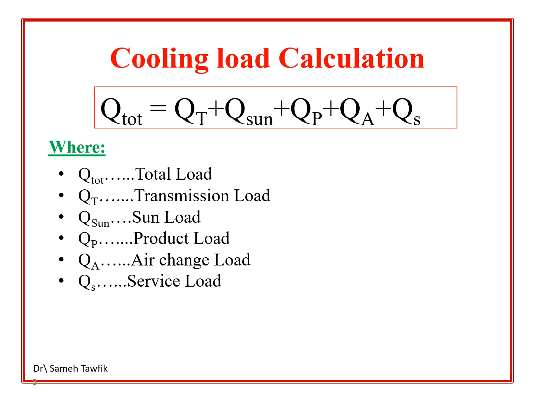Cooling load calculation. To understand the overall cooling load, we use the formula Q total equals QT plus Q sun plus QP plus QA plus QS. Here, QT represents the transmission load, Q sun is the sun load, QP refers to the product load, QA is the air change load, and QS is the service load. Each of these components plays a vital role in determining the total cooling load required for a refrigeration system.